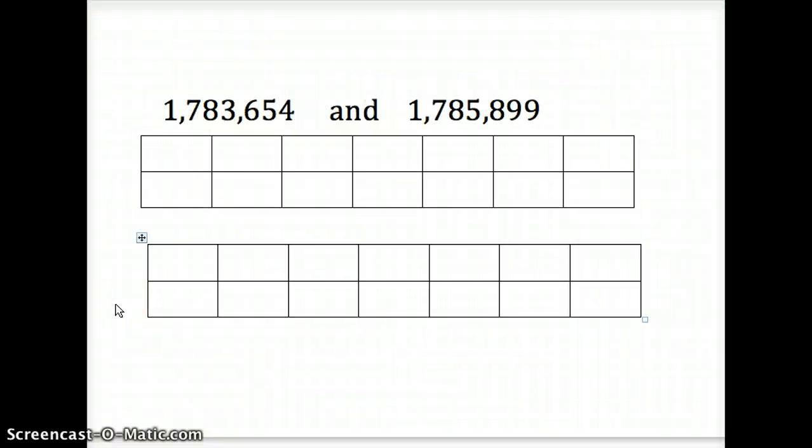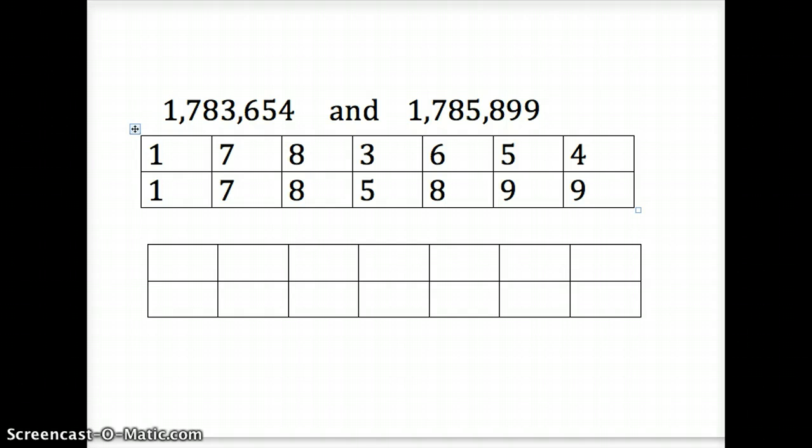A way you can try this at home would be to draw a table like our place value chart and compare the two numbers. If we're comparing these two numbers, I would just put them into my chart, line them up, and then compare. My first number is 1,783,654. And my next number is 1,785,899.